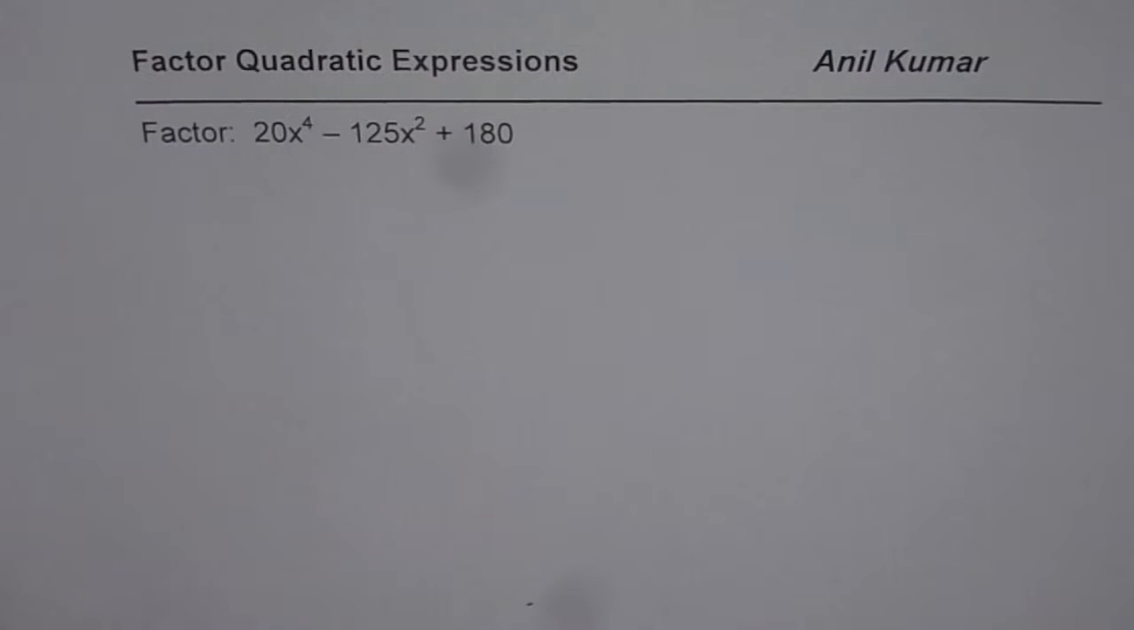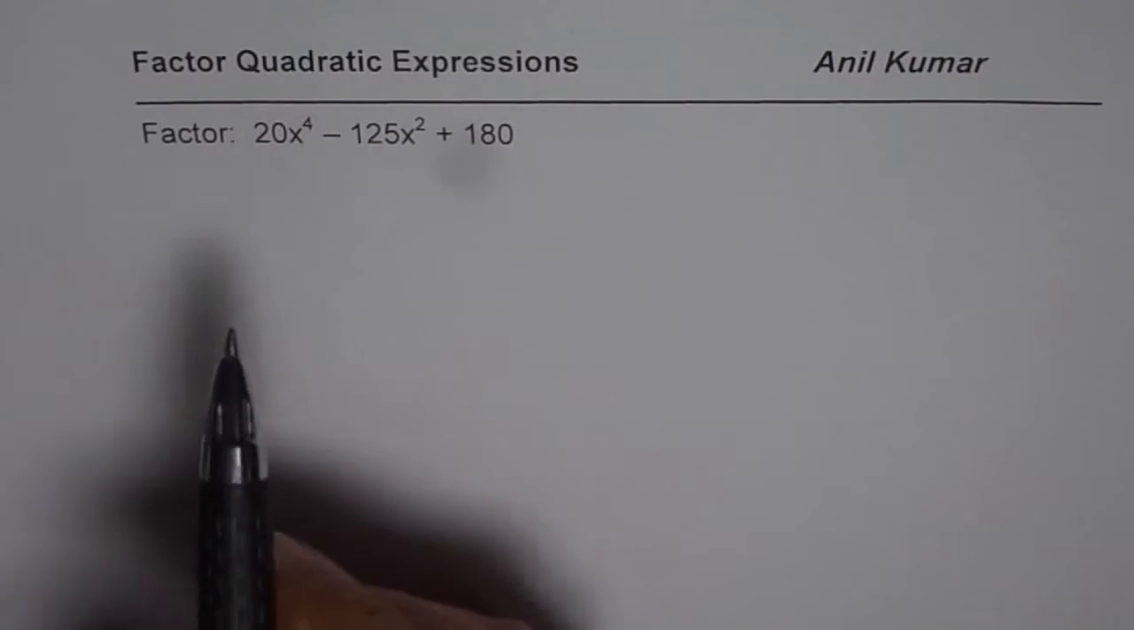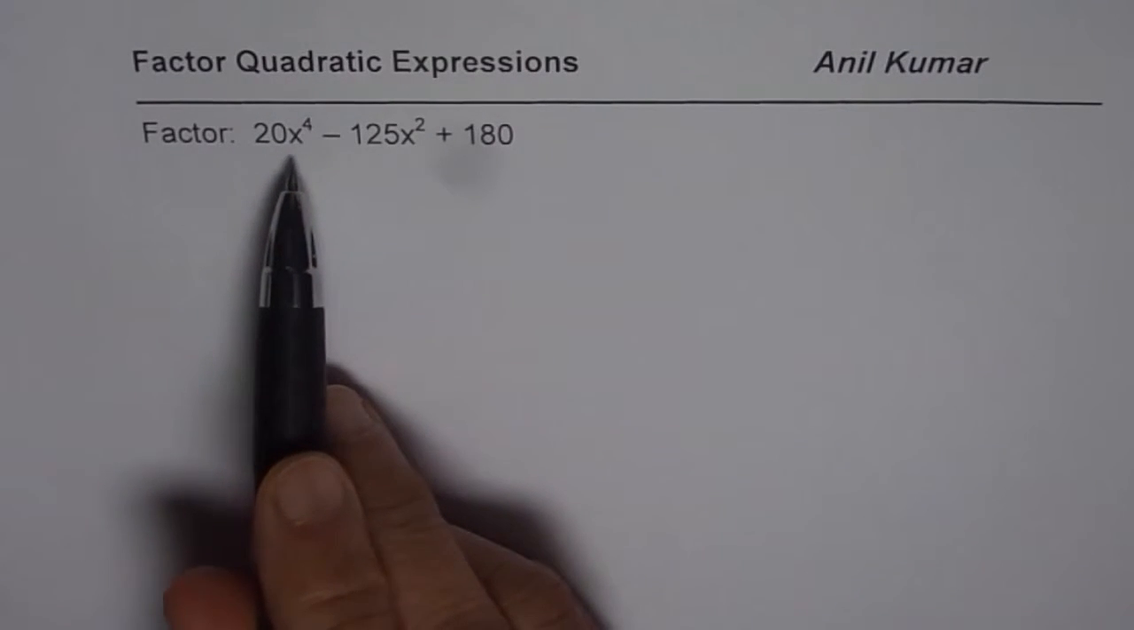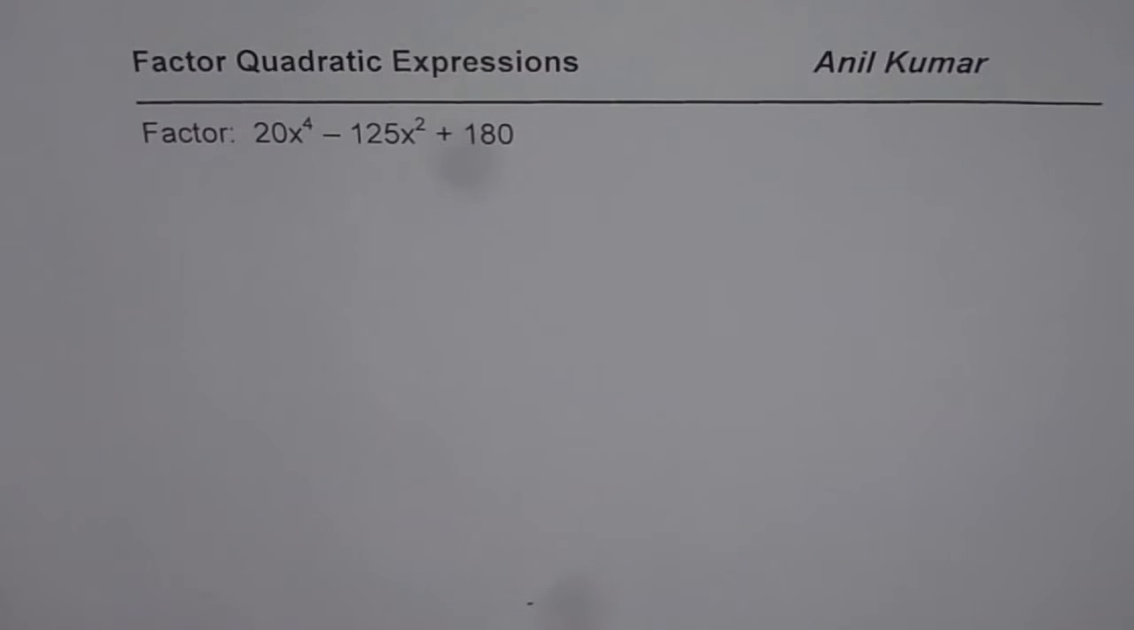I'm Anil Kumar sharing with you a test problem on factoring quadratic expressions. The question here is: factor 20x to the power of 4 minus 125x squared plus 180. I'd like you to pause the video, answer the question, and then look into my suggestions.